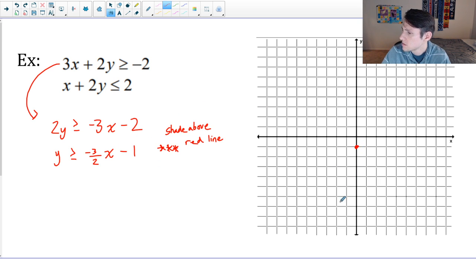So minus 1. Rise over run, negative 3 over 2, so down 3, right 2. Down 3, right 2. Or up 3, left 2. Okay, either one works. And it is a solid line because this is greater than or equal to.